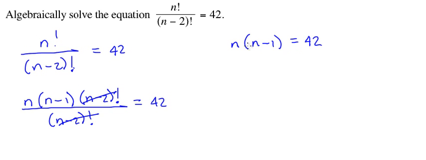How do we solve that? You could eyeball it, I suppose, if you were very keen, but I'll pretend I don't see the solution that way, and we'll multiply this out. n squared minus n, take the 42 over, equals 0. Now it's a quadratic. What two numbers add up to negative 1 and multiply to negative 42?